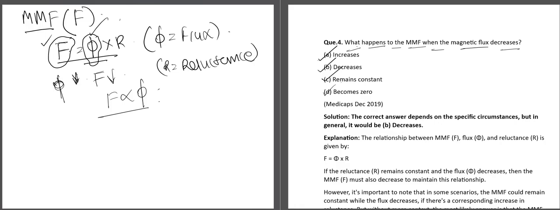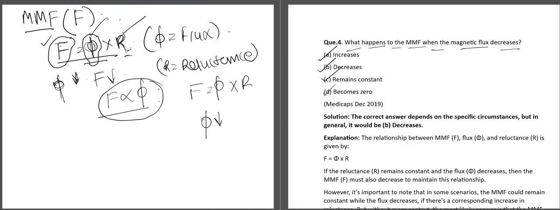But here we can see that the magnetomotive force is not only dependent upon magnetic flux, it is also dependent upon reluctance. In the question, the term reluctance is not mentioned and no specifications of reluctance are given. We have assumed that the reluctance is constant. But the scenario may arise that F is equal to phi into R, our phi is decreasing and our R is increasing. So magnetic flux is decreasing and reluctance is increasing.